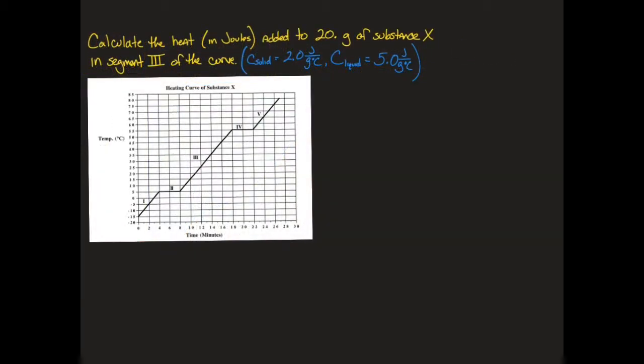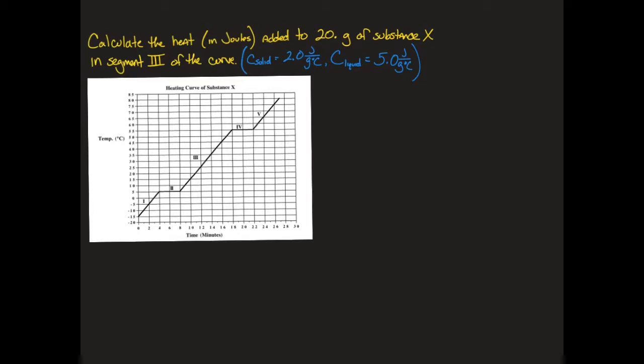There's several types of questions that might come out from being asked about a heating curve, but I wanted to present a quantitative example to sort of work through here real quickly. So for substance X, we want to calculate the heat in joules added to 20 grams of that substance if we're in segment 3 of this heating curve.